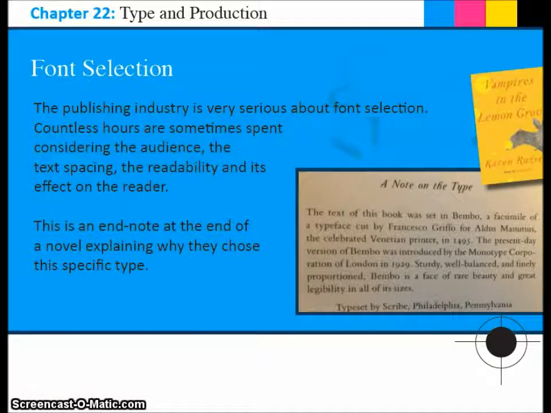This is an example of font selection. The publishing industry is pretty serious about the fonts that they use in books. They probably spend countless hours and countless meetings trying to figure out who the audience is going to be, the text spacing, the readability, how the effect is going to be. This is an example from a book called Vampires in the Lemon Grove. At the end of the book, there's actually a note that explains the specific type that they chose, which is a font called Bambo, and the reasons that they chose it. It has a lot of legibility and readability, and it helps your eye flow through the text. So they're actually telling you at the end of the book why they use this text.